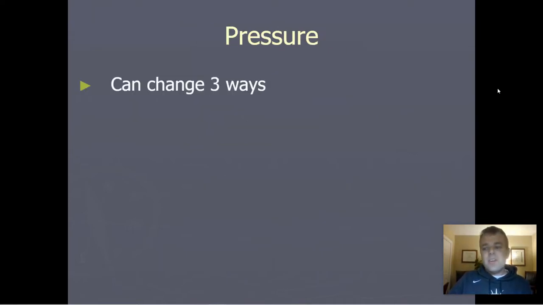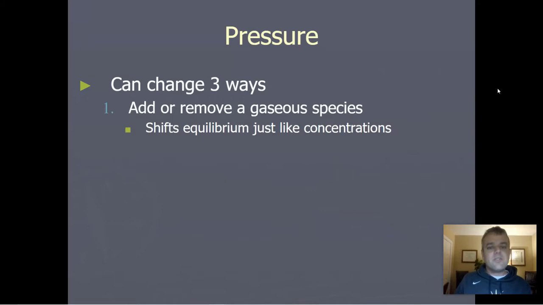Pressure. You can modify pressure in 3 different ways. First thing you can do is add or remove a gaseous species. That shifts equilibrium just like concentrations, just like we described on the previous slide.